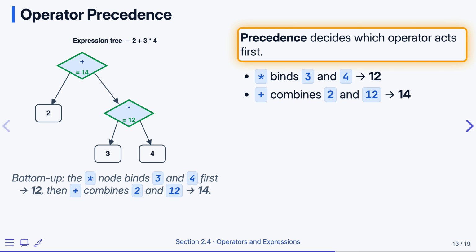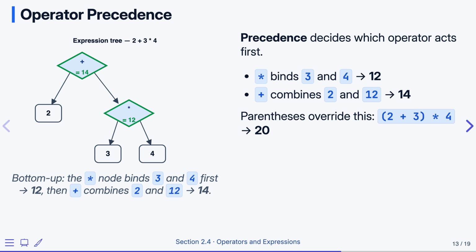This is what precedence means. Precedence decides which operator acts first. A higher precedence operator binds more tightly, so it sits lower in the tree and acts sooner. You can always override precedence with parentheses. If you write (2 + 3) * 4, then the addition happens first, and you get 20 instead.